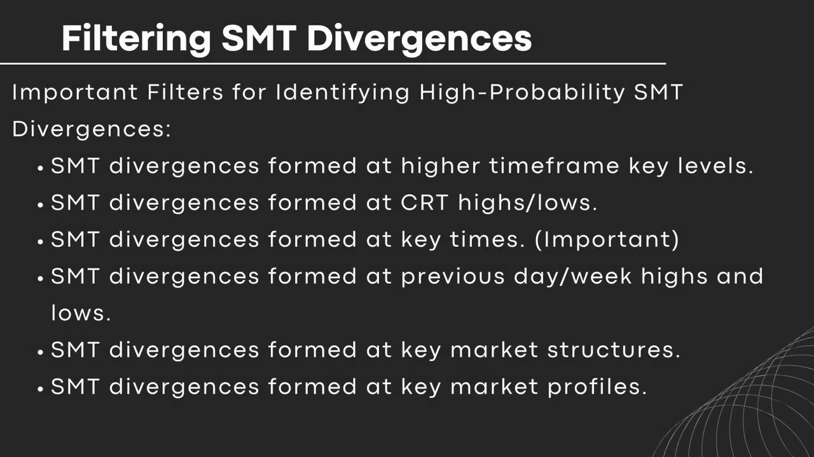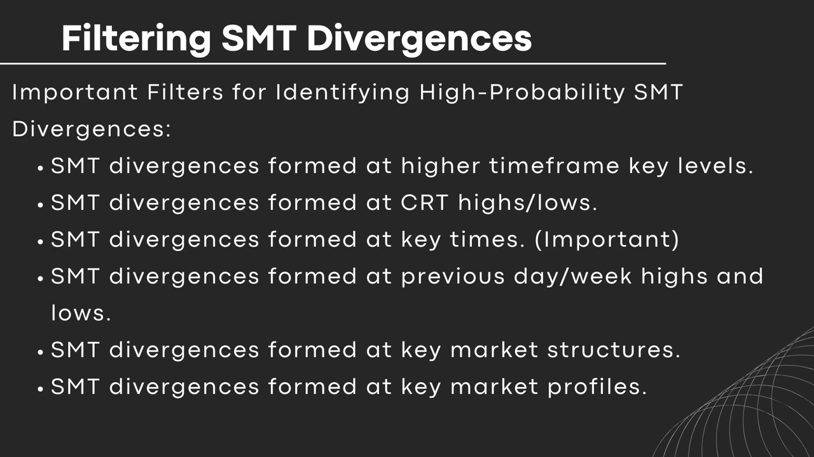So, in this slide, we're going to discuss the different filters and characteristics that make an SMT divergence strong and a true SMT divergence, right? You can use these filters to identify high probability and high quality SMT. Some of the important filters are the following. The first and the most important is that SMT divergences form at key levels, specifically higher time frame key levels such as order blocks, FVGs, or important swing points such as highs and lows, right? This is the first important point.